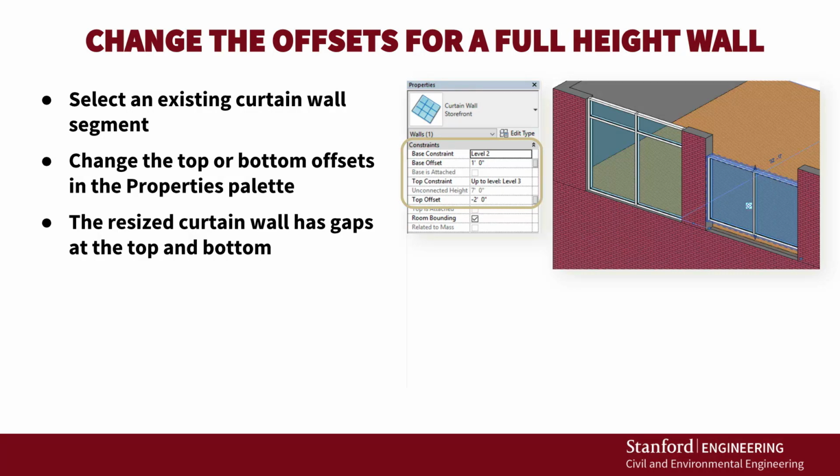When you change the offset for a full height wall, you can start by selecting an existing curtain wall segment, then change the top or bottom offsets in the Properties palette. The resized curtain wall changes size, but the curtain wall will have gaps at the top and the bottom because the remaining wall surrounding the curtain wall doesn't fill in automatically.